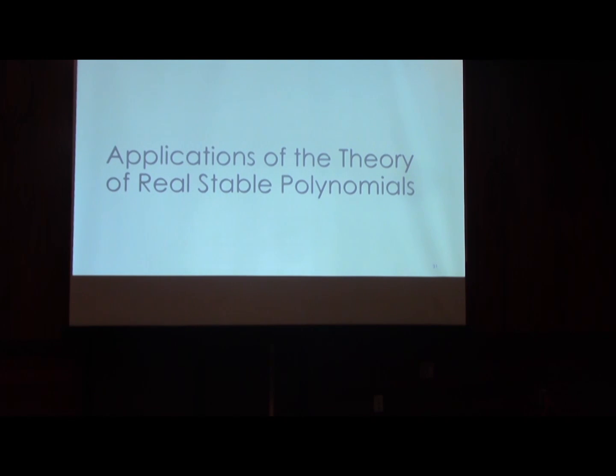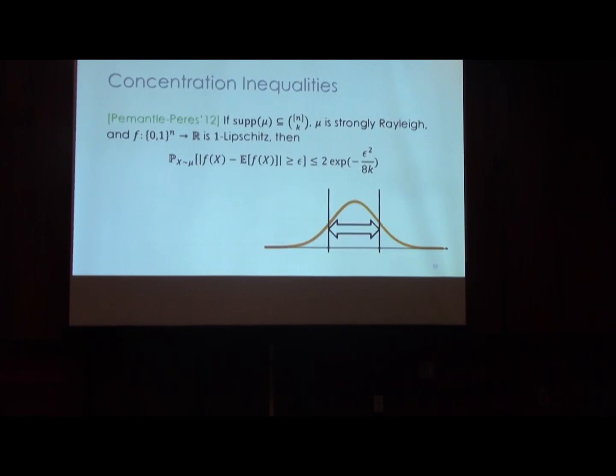So next, I'm going to be talking about some applications of the theory of real stable polynomials. This is going to be brief, and in the end, I'm going to get to my main application, which is an extension of Kadison-Singer to strongly Rayleigh measures. So strongly Rayleigh measures have a lot of negative dependence properties. They have negative correlation. They have basically the strongest form of negative dependence that we know.